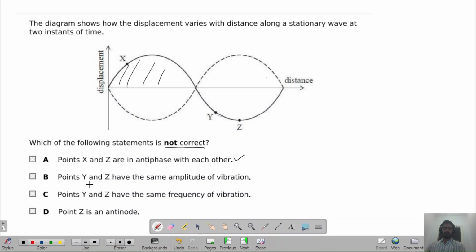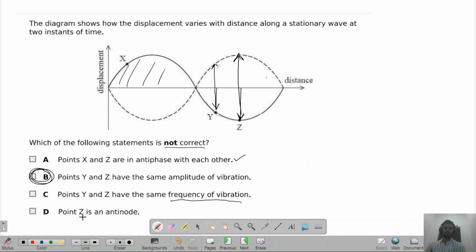Second is point Y and Z have the same amplitude of vibration. I already explained that amplitude remains constant for a point. So we can see this is not correct. They have different amplitudes. So the correct answer for this question will be B, but I want to look at the other statements also. C is points Y and Z have the same frequency of vibration. All the points on a standing wave have the same frequency. So you should remember this in general. All the points on a standing wave will have the same frequency, because you cannot have a standing wave if you are overlapping two waves having different frequencies, okay?